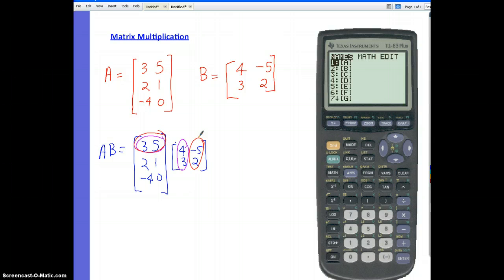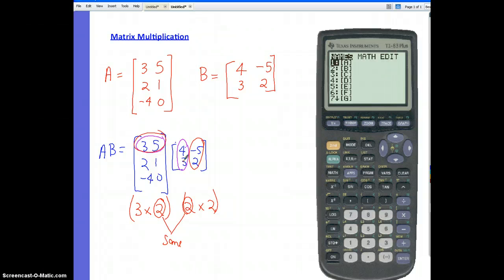Okay, so let's have a look at our dimensions to make sure we can. We have a 3 by 2 matrix here, and here we have a 2 by 2 matrix. So we have to look at the number of columns in the first matrix, which is this number, and the number of rows in the second matrix. If they are the same, then we can do the multiplication. Since we've got 2 columns and 2 rows here, we can actually do our multiplication.